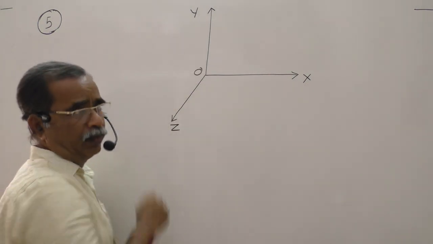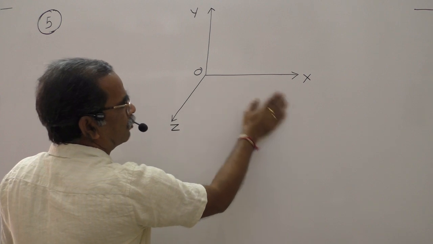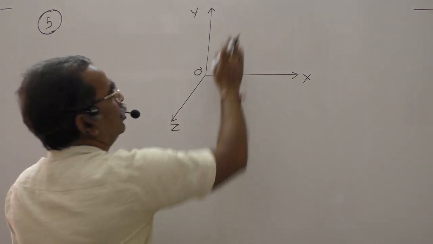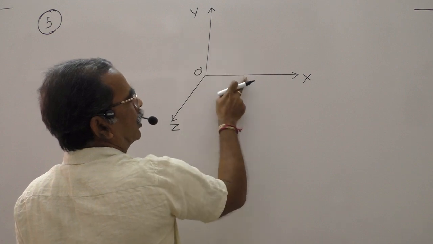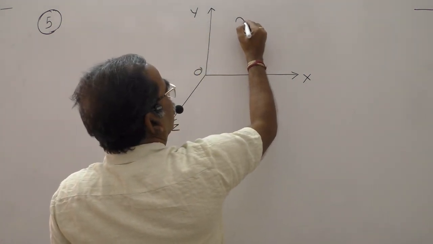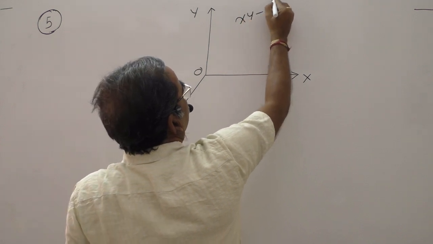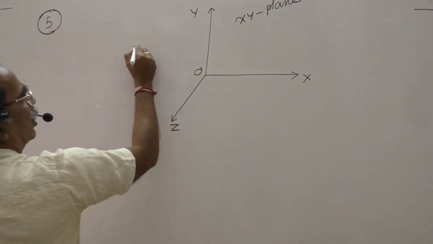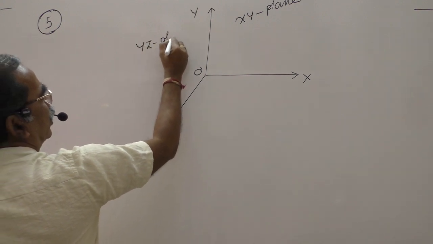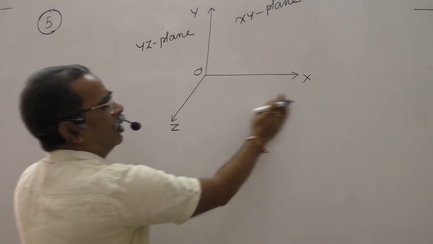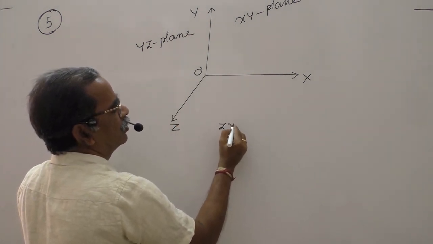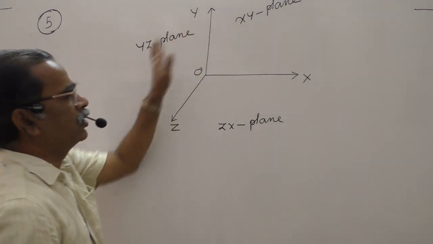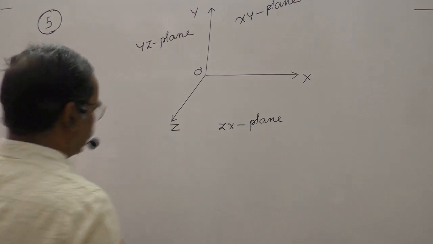This is a 3D plane. I am imagining this as the floor. This is one wall. This is another wall. So these are the three positive axes. This wall is decided by the x-axis and y-axis. Therefore, this is called the xy plane. What is this xy plane? The plane formed by the xy axes. Similarly, this is the yz plane, the plane formed by the yz axes. Similarly, this floor is formed by the x-axis and z-axis. Therefore, this is called the zx plane. xy plane, yz plane, zx plane. So, these are standard planes, no?